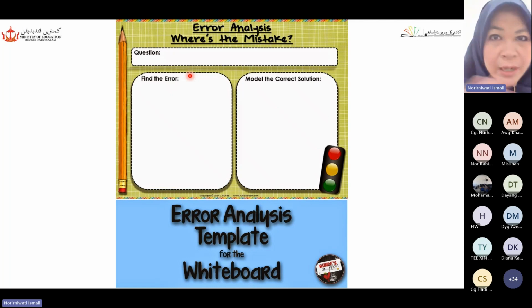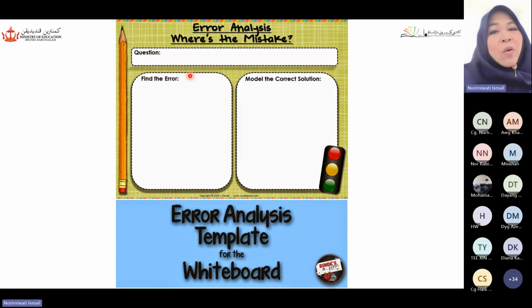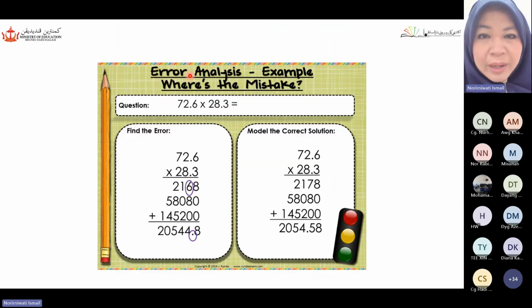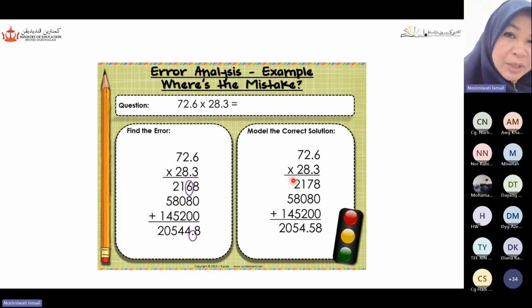Error analysis. I always love this activity, cikgu, where you give opportunities for students to analyze error. Kita bagi soalan, kita bagi jawapan, suruh dorang menilai, menganalisis di mana kesalahan. Contoh ni cikgu. Kita bagi soalan, kita bagi jawapan, dorang yang menilai, mana yang salah. Supaya menampakkan di mana salah, lagi meluruskan macam mana jawapan yang tepat, cikgu.